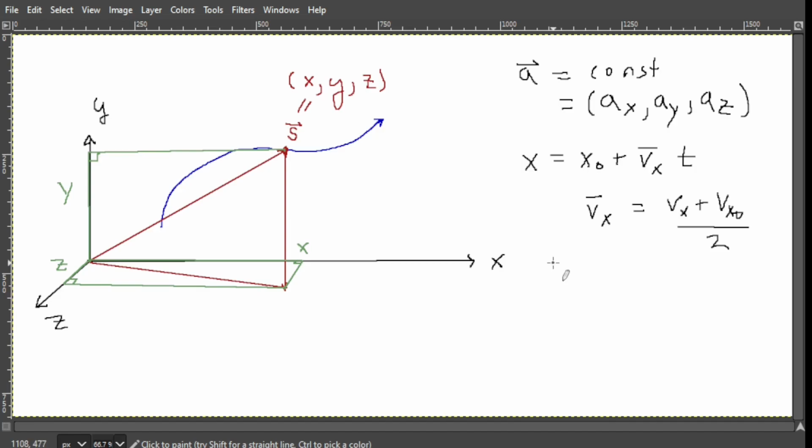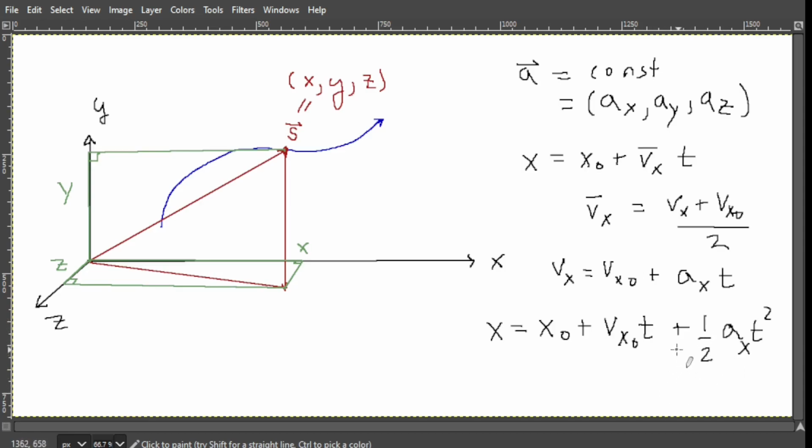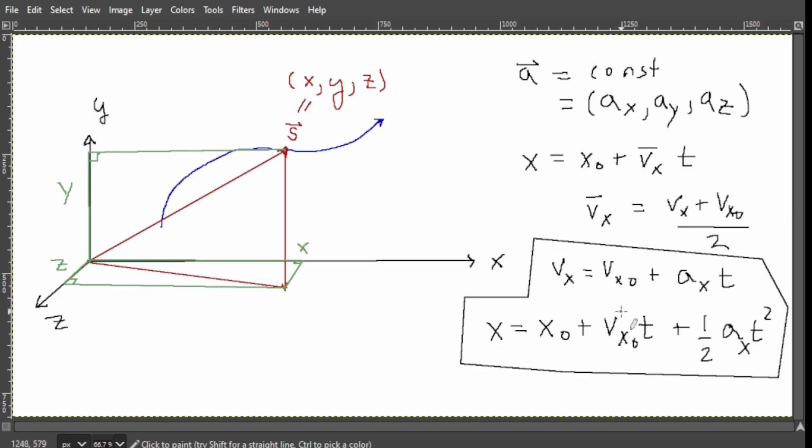So the final x velocity will be equal to the initial x velocity plus the acceleration times time. In this case, it'd be the x acceleration times time. Then, as before, using these three equations and eliminating the average velocity and the final x velocity, we would have equations like x equals x0 plus the initial x velocity times t plus 1/2 a t squared, and so on. We would have the same kind of sets of equations for each of the component directions.